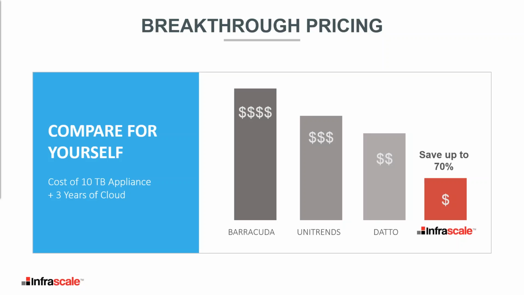I'm using Barracuda, I'm using Unitrends, I'm using Datto. Now earlier I think some other companies were brought in as well. So I'm happy to share the results with you and happy to do a competitive comparison on this with any of you on the line here. Now this is an apples-to-apples comparison. It's a 10 terabyte appliance and 3 years of cloud storage. Now Infrascale came in 70% less than some of these competitors. And again, it's because we have that proprietary technology that we have built right into the cloud failover appliance that allows us to keep the cost so low.